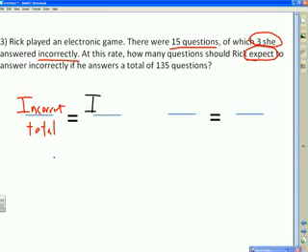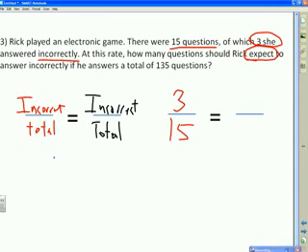So my other proportion should also have incorrect and total. If those numbers don't line up with those words, we're in trouble. All right, so let's go ahead and look at our first fraction. There were 3 questions she answered incorrectly. So I know that the first one is 3 incorrect and 15 total.